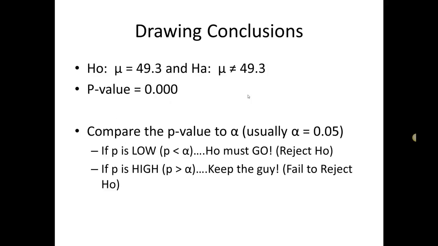All right, so now we have our hypotheses, we have our p-value. It's time to start drawing conclusions. So what we're going to do, and this goes across the board for any hypothesis test that you're doing, is compare your p-value to alpha. And a typical value for alpha is 0.05. If p is low, meaning the p-value is less than alpha, then H0 must go. So we're going to reject the null hypothesis. If p is high, meaning the p-value is greater than alpha, then we keep the guy, meaning we fail to reject the null hypothesis.